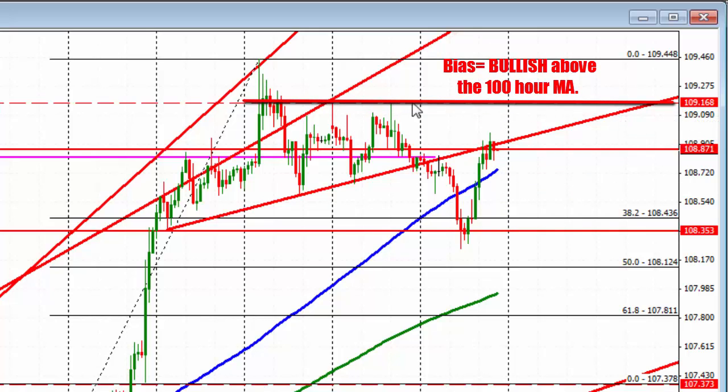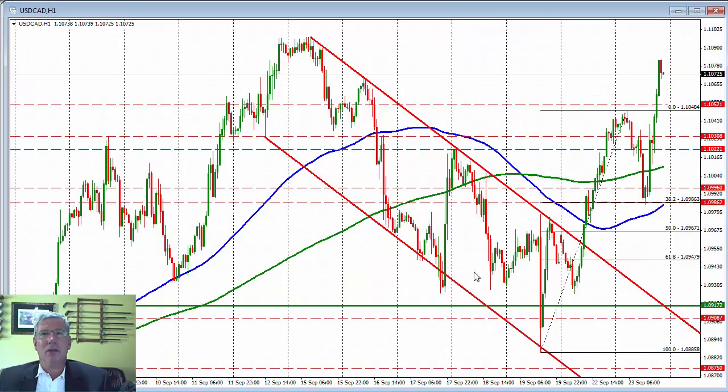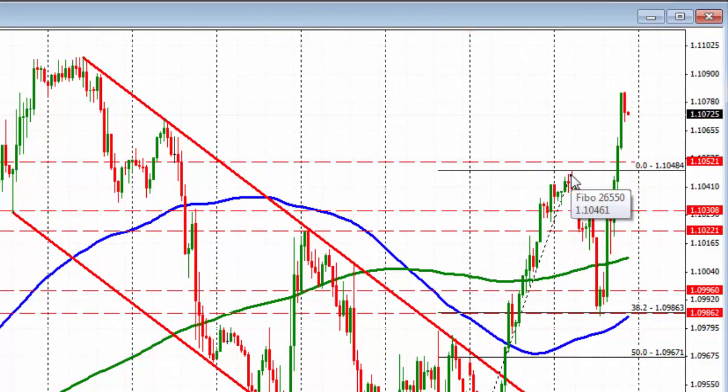We need to get above the 109.17 level and then the 109.44 level as our next targets on the top side for that currency pair. As long as we stay above the 100-hour moving average, the bulls remain in control. The dollar versus Canada got a boost from weaker retail sales and a boost from stops being triggered above the high price that we saw in trading earlier today.